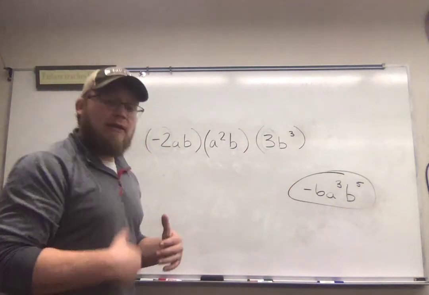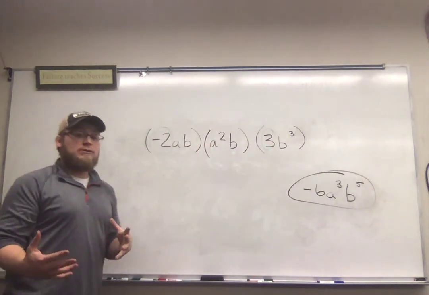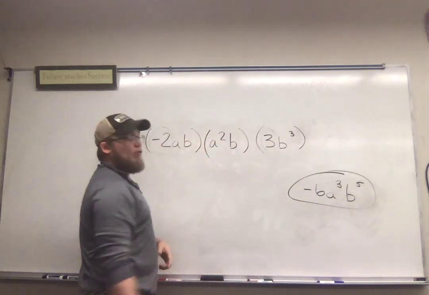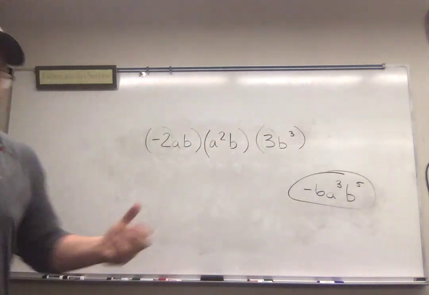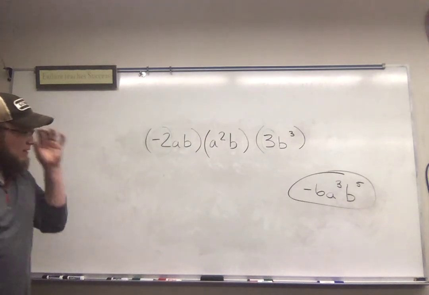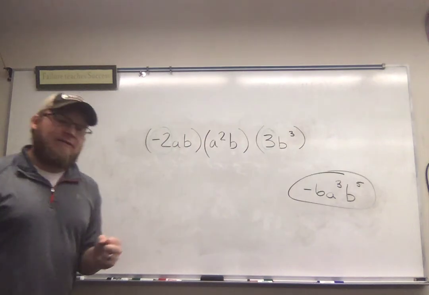Again, how did we get the number negative 6? We multiplied the numbers, the like terms, and then we added all the letters together and wrote our answer in the final there. Okay, so I hope that helped a little bit. It's not too bad once you kind of get it figured out a little bit.